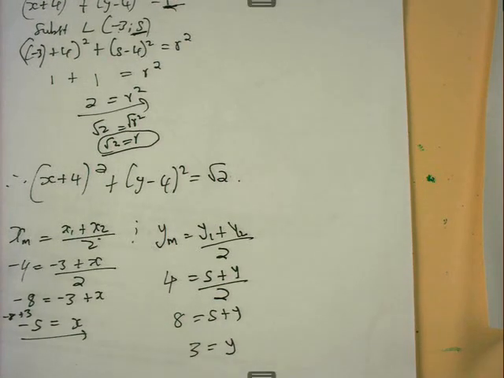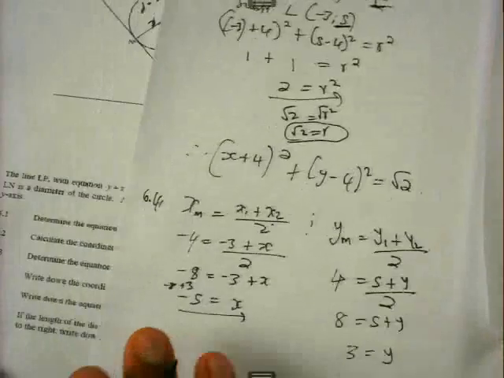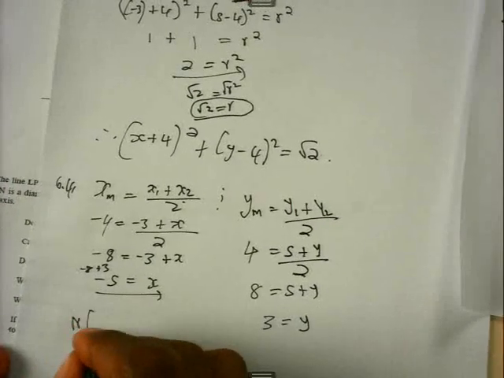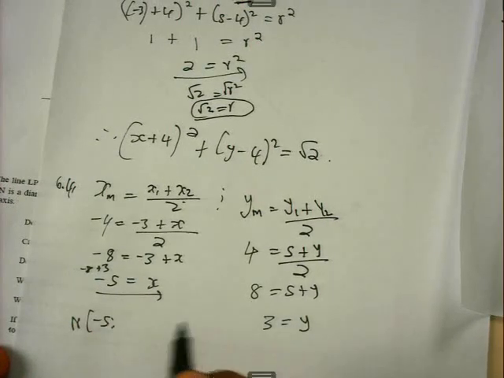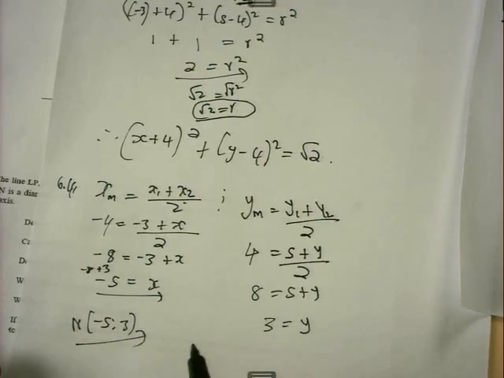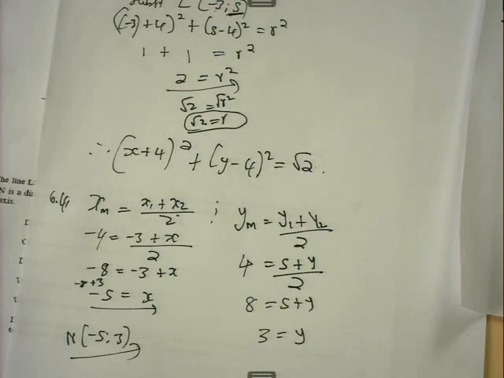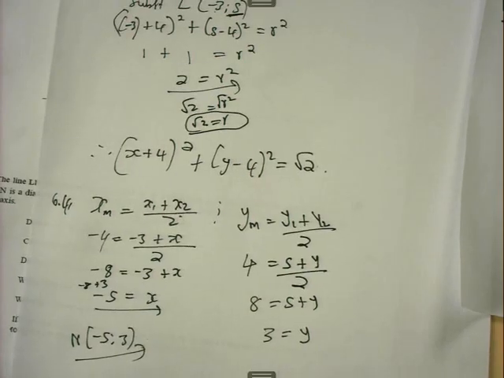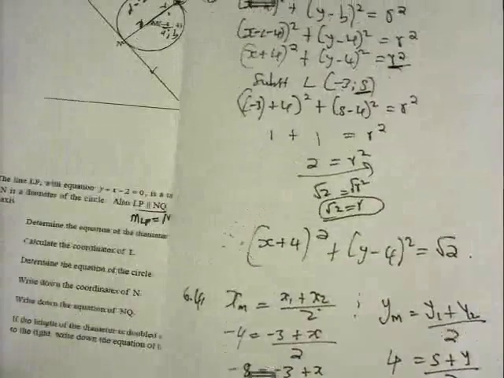8 minus 5 is then what? Is equals to 3. Therefore, the coordinates of N is -5 as well as 3. The x coordinate is -5 and the y coordinate is +3. That is question 6.4.